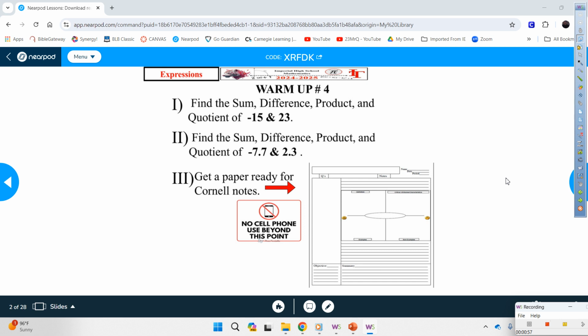All right, just to read the warm-up, it reads, find the sum, difference, product and quotient of negative 15 and 23. Let's go. Number 2, find the sum, difference, product and quotient of negative 7.7 and 2.3. And for number 3, just get your Cornell notes ready. However, to get this show on the road, share with your neighbor what you got for number 1 and number 2. Really quick, before I start calling on people, share with your neighbor what you get.